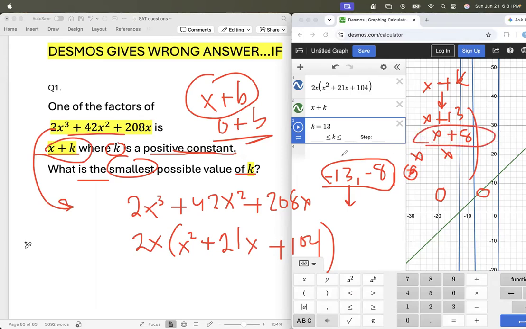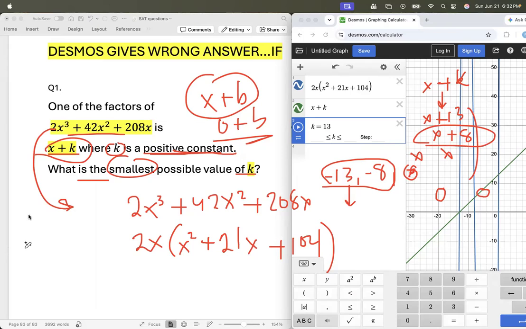So this is what you have to pay attention to. Never stop thinking. They say it's a positive constant. Always go back to the question, what you're being asked, and answer it. Not what completely Desmos is giving you. Make sure the answer choice lines up with the question. The smallest of all is 8, and that's your right answer.